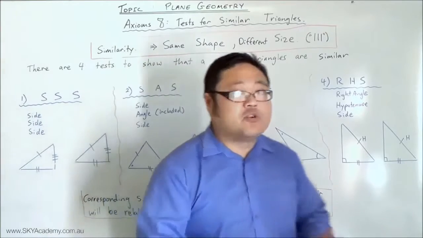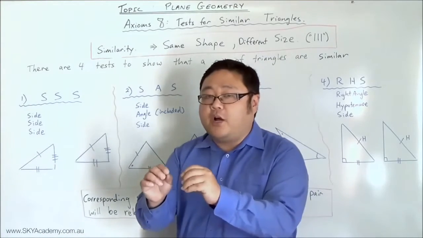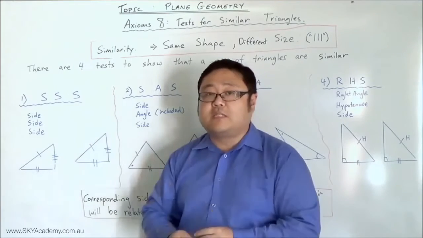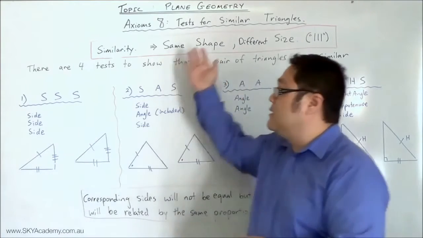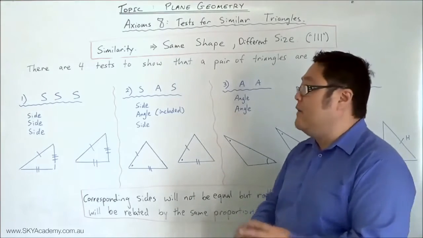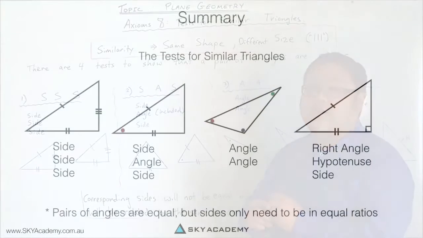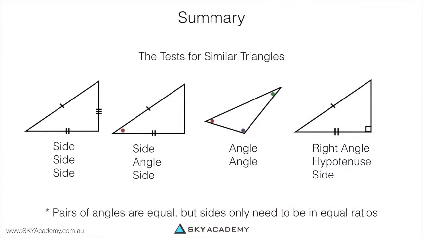So that's similar triangles. In the next episode, I'll do an example of how to show that two triangles are similar. I'll go through a specific proof, but this is the information that you need to show that two triangles are similar to one another.